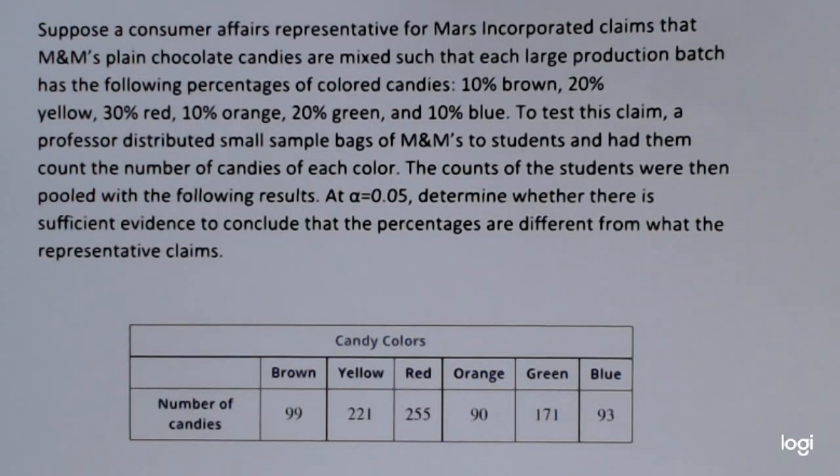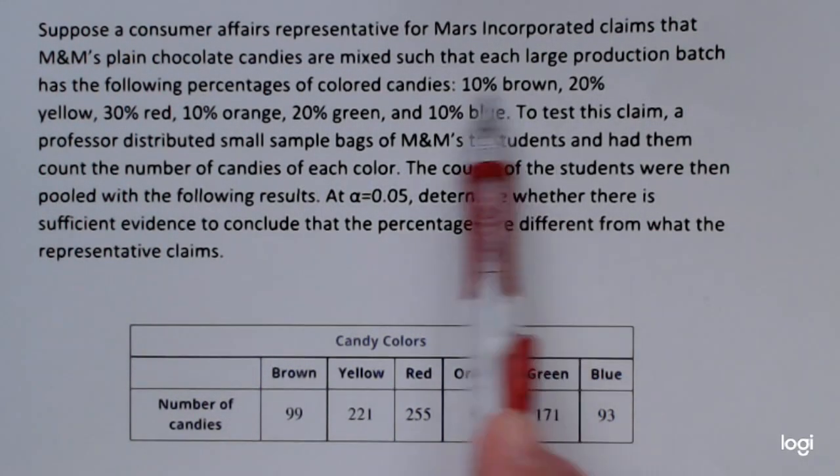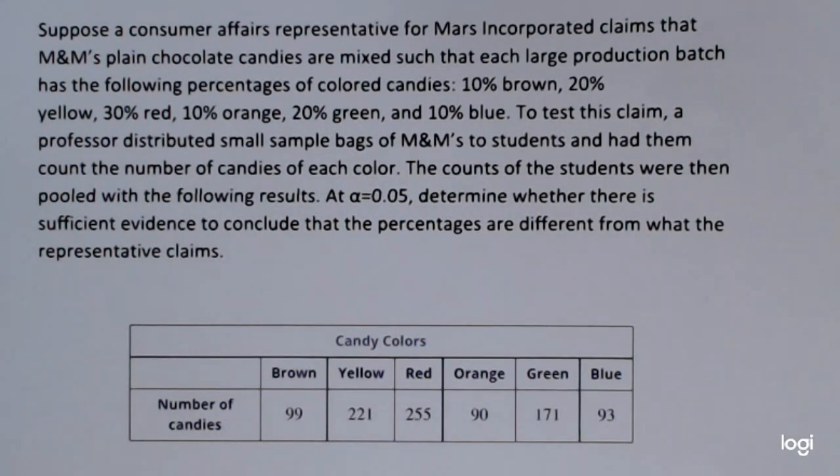This video is an example of the Chi-Square goodness of fit. Suppose a consumer affairs representative for Mars Incorporated claims that M&M's plain chocolate candies are mixed such that each large production batch has the following percentages of colored candies: 10% brown, 20% yellow, 30% red, 10% orange, 20% green, and 10% blue. So basically we want to test whether or not the M&Ms actually follow this claimed distribution.